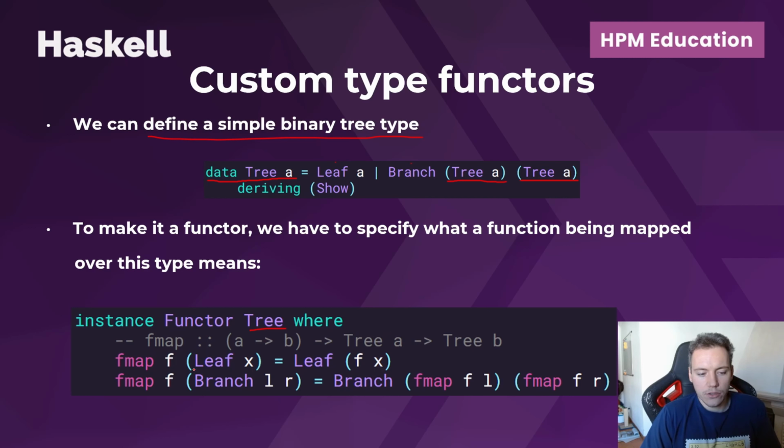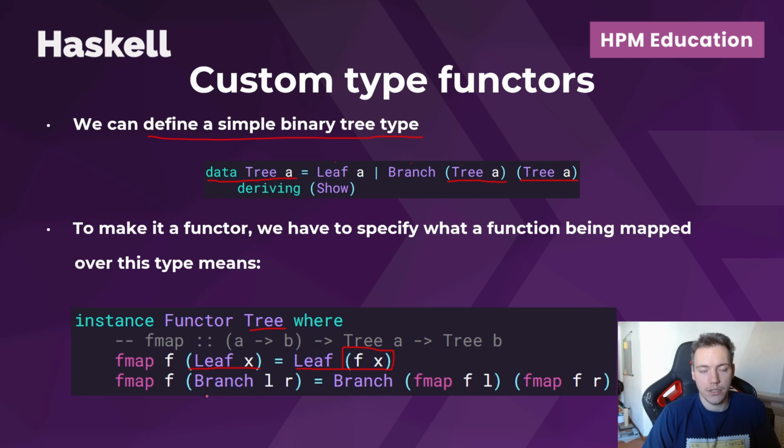So first, let's take a look at the case where we have a Leaf x. So we have fmap in general. The second argument will be a tree of a. We know that the tree of a can be either a leaf or a branch. So first we look at the leaf, and we know that leaves carry some value x. So when we map a function over a leaf, we simply want to apply the function to the underlying value x and wrap it back into the Leaf constructor.